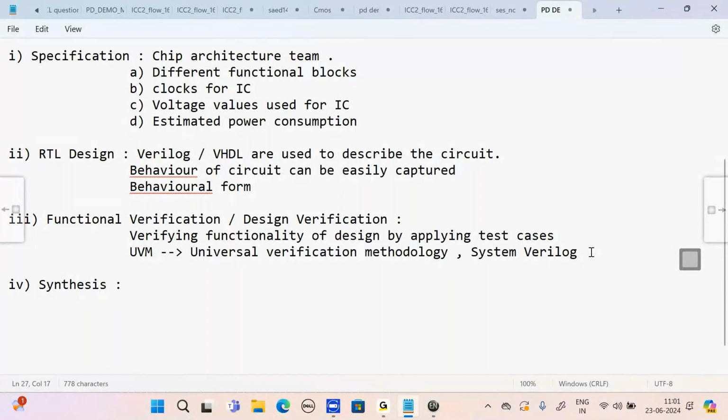What is synthesis here? You have the design in the behavioral form, meaning we have described the circuit through its behavior, how it's behaving. Converting this behavioral form design to the gate level form is called synthesis. So synthesis is nothing but converting your RTL design to gate level design.